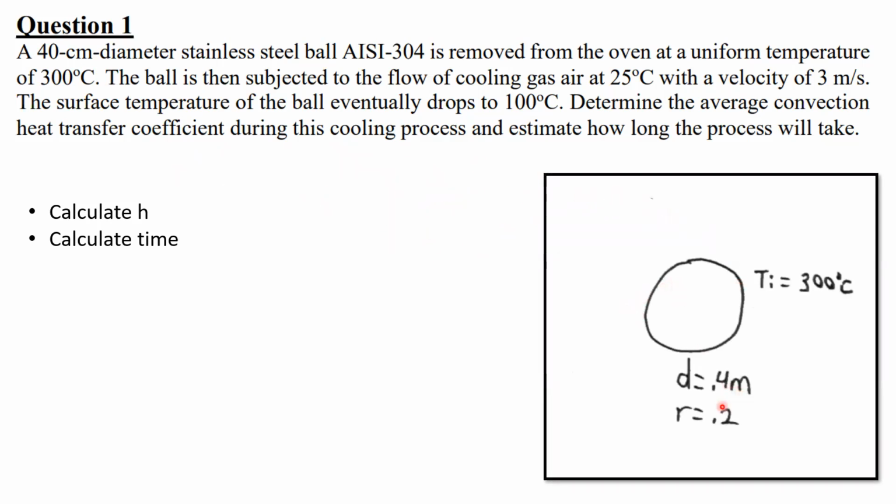So here's our schematic. We have a sphere. Here's the diameter. Here's the initial temperature. Here's our cooling gas, 25 degrees, 3 meters per second. And here's our final temperature at 100 degrees.